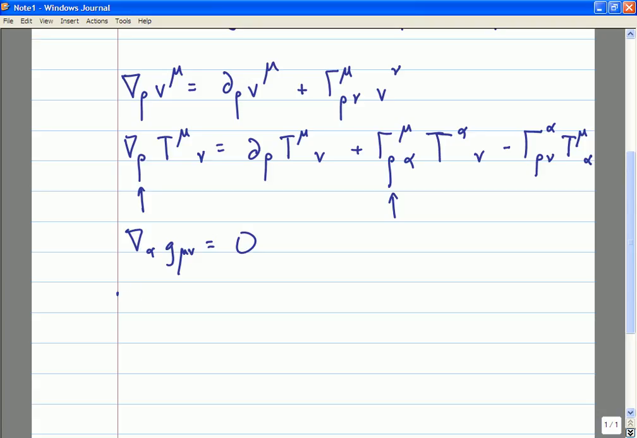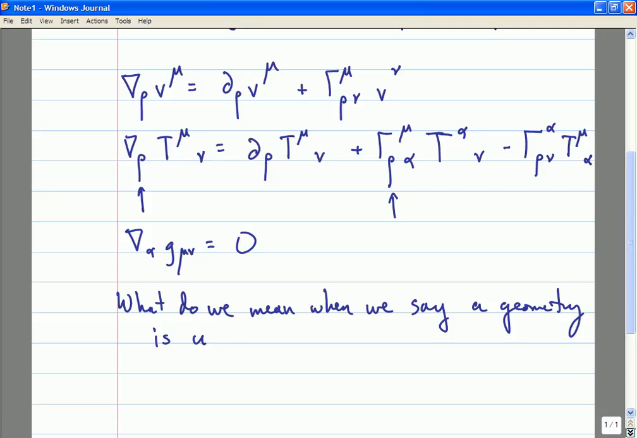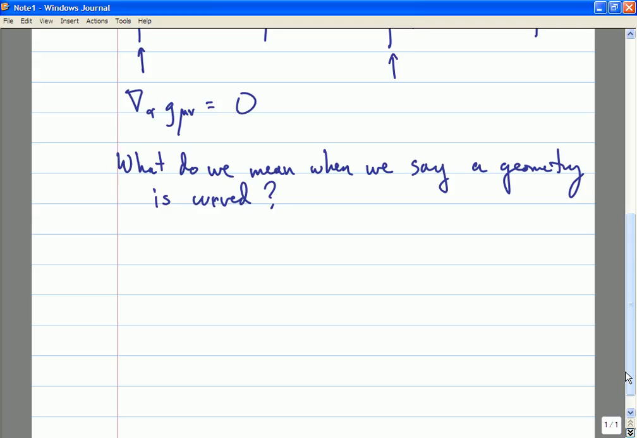So let's step back a second and ask, what do we mean when we say that a geometry is curved? Well, there are lots of things that we could mean intuitively when we say that a geometry is curved. Let me now tell you one thing that we could possibly mean. So let's first imagine that we have a flat space, such as the blackboard or a sheet of paper.